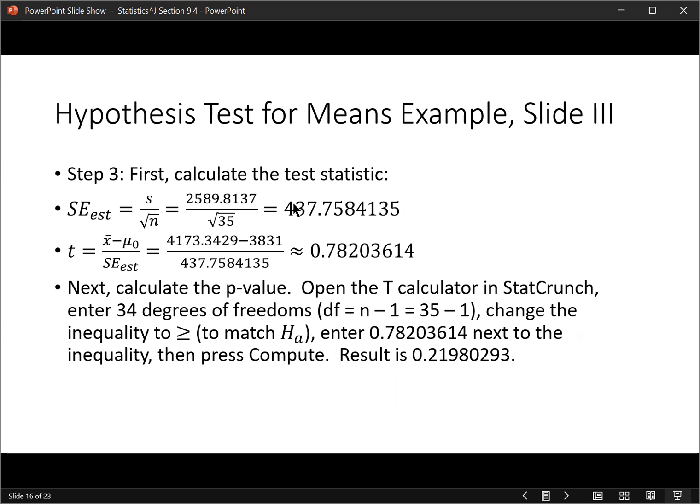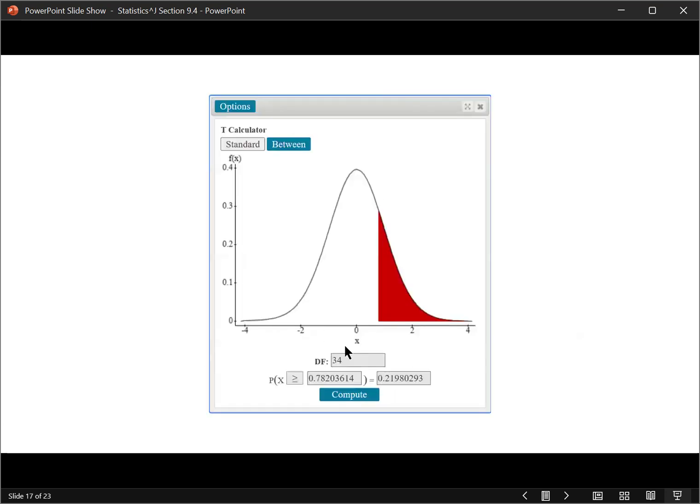0.78203614. Then to turn that into the p-value, open up the t calculator in StatCrunch and enter 34 degrees of freedom. The degrees of freedom is the sample size minus 1. Change the inequality to greater than, so that the inequality matches the alternative hypothesis. Enter the t statistic that we just calculated, press compute, and this is what it should look like. So you got 34 greater than the 0.78, you get 0.2198.